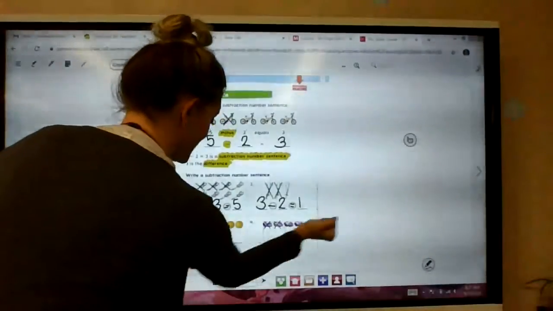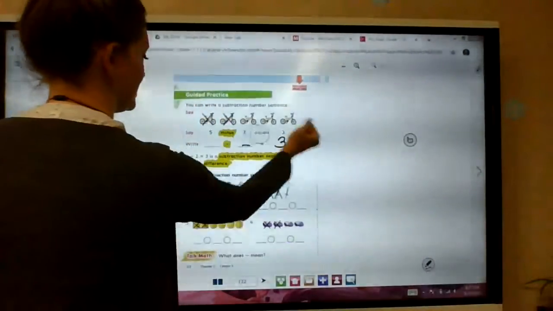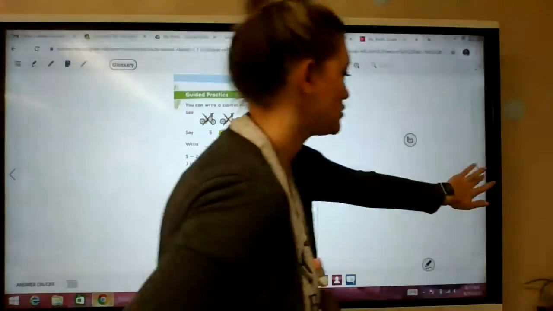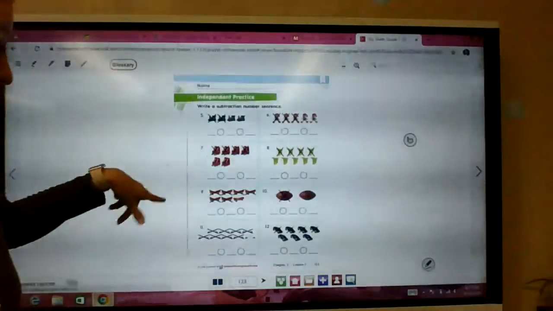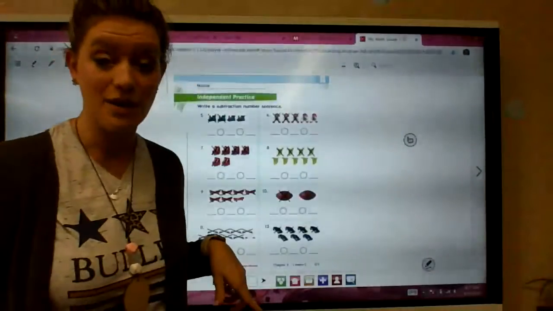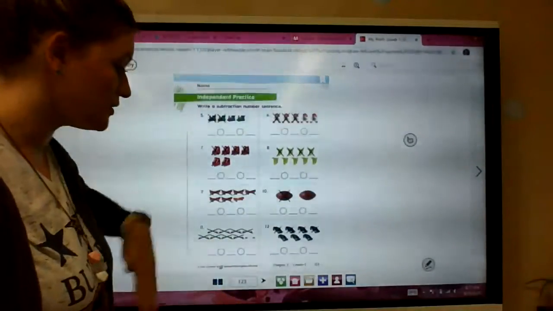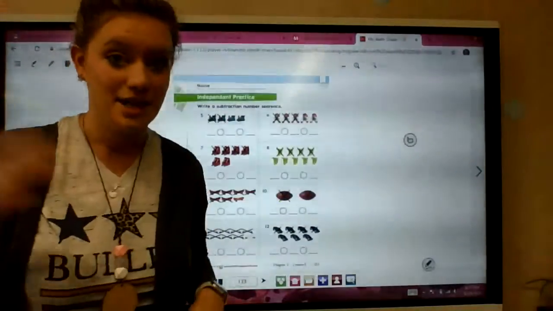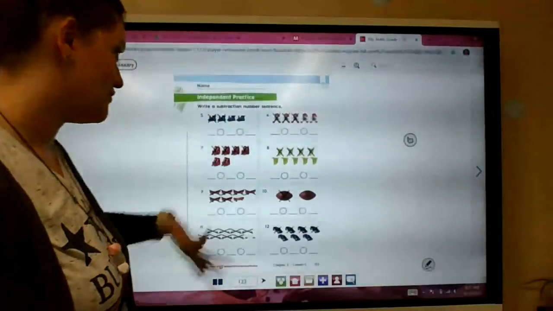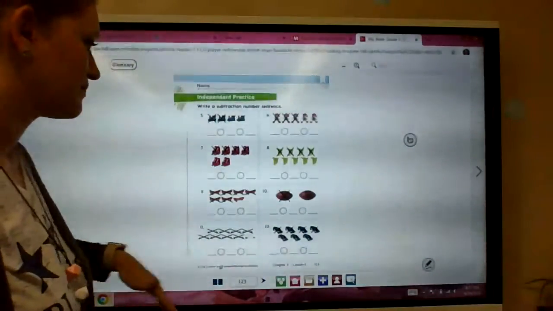But then otherwise, the next page is the independent practice. And that is the page that you are going to try on your own. It looks like this. It looks really similar to what we just did together, but this is all you. So go ahead and pause me now to come back for the very last page after you finish your independent practice.